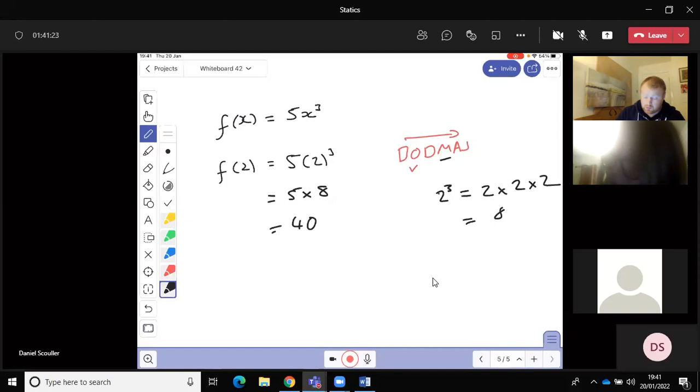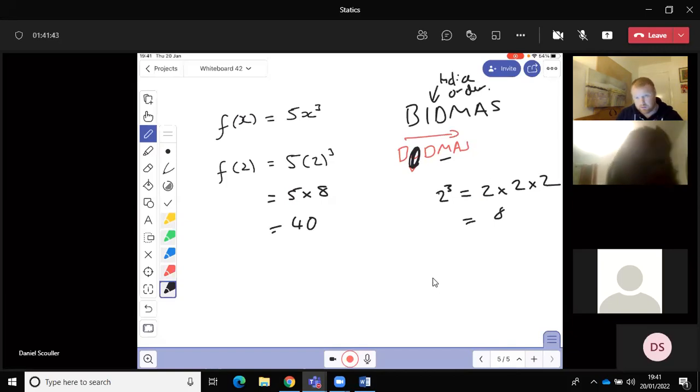Just remember to follow that. The first thing we come up against is the order, or indices. Sometimes you'll see it written as BIDMAS, where the I is just the indices or the order. So going left to right when we're solving: brackets, indices, divide, multiply, add, subtract. That's the way we're doing it.